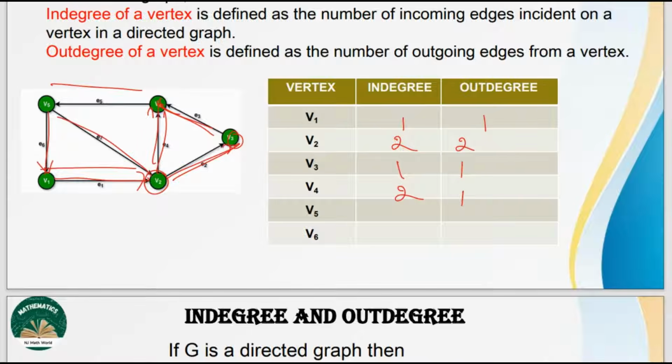Then for V5, the out degree is 2 and the in degree is 1. So in degree is 1, out degree is 2. So we are going to calculate these values. Now add them: 2, 4, 5, 6, 7 and on the other side 2, 4, 5, 6, 7. So the sum of in degrees will always be equal to the sum of out degrees. It is another property of the graph.